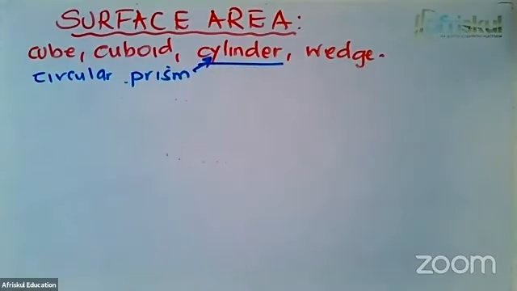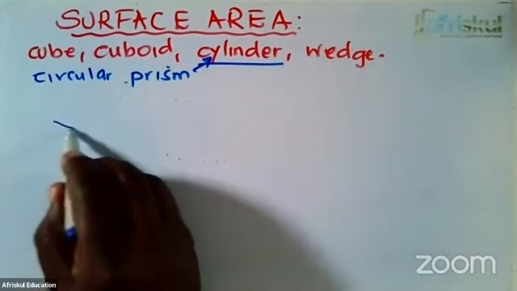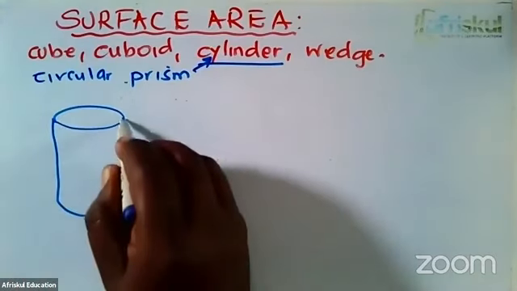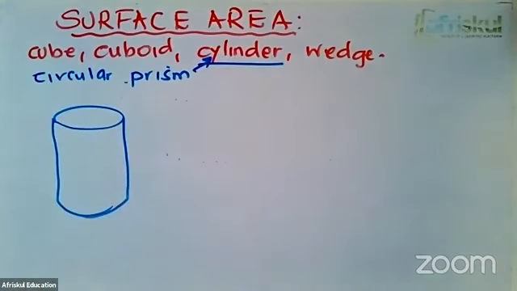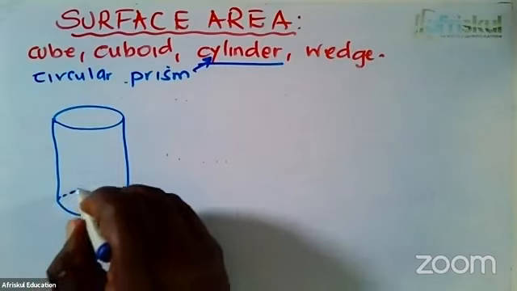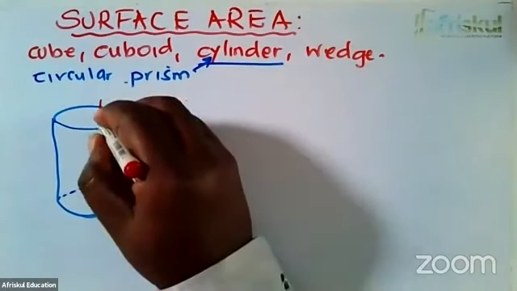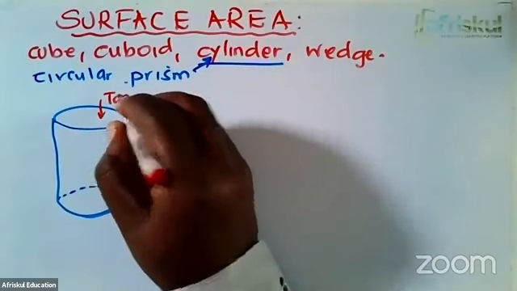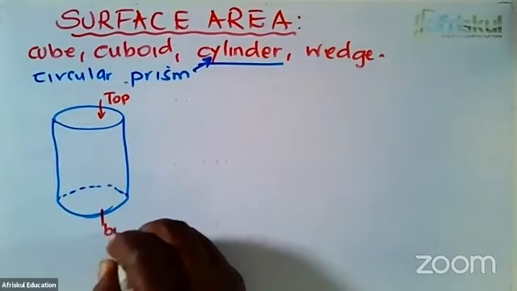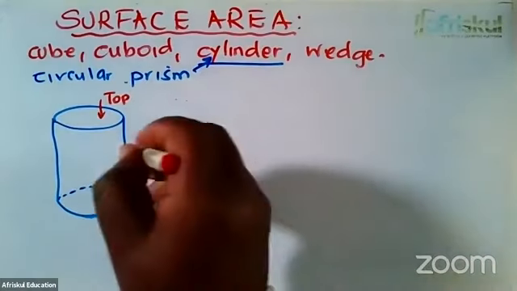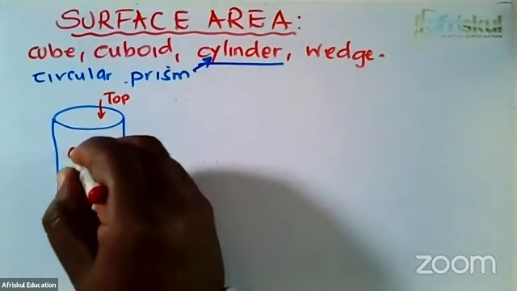When you look at a cylinder, it has three faces. This is our cylinder. I am sure you have seen cylinders even at home. A circular tin. And this circular tin has a top, has a bottom that are both circles. Then it has what we call a curved surface.